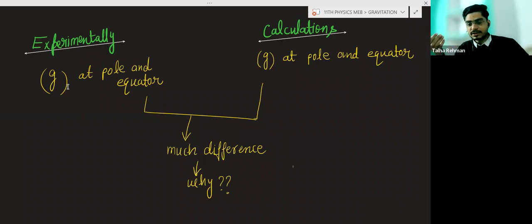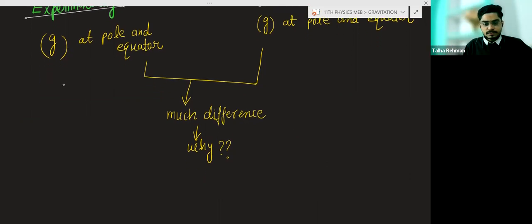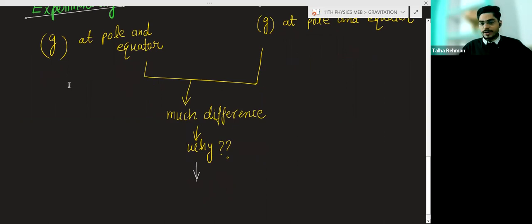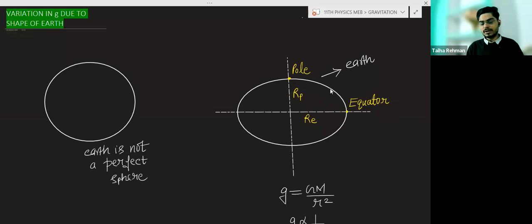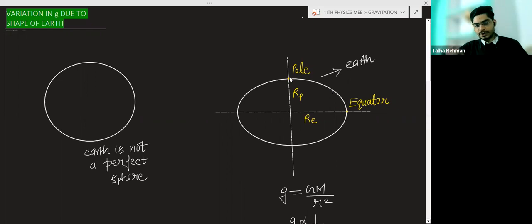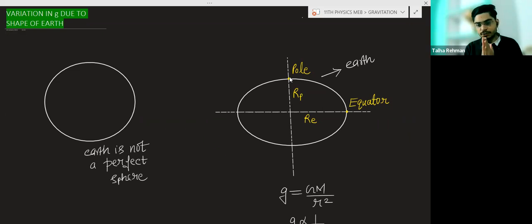Now, why does this difference occur? Because when you are here or here, or at any point on the surface of the earth, we know that there is an angular velocity of the earth. Earth is rotating about its axis. So due to the rotation of the earth also, the acceleration due to gravity changes.